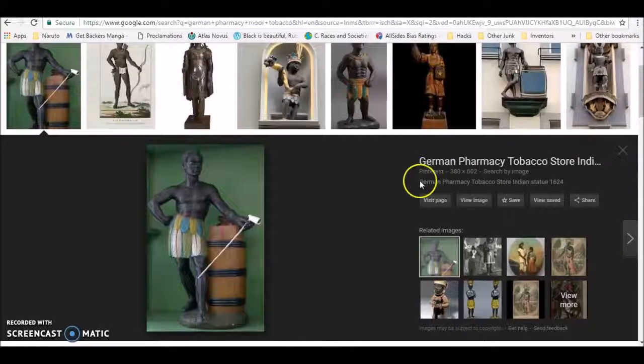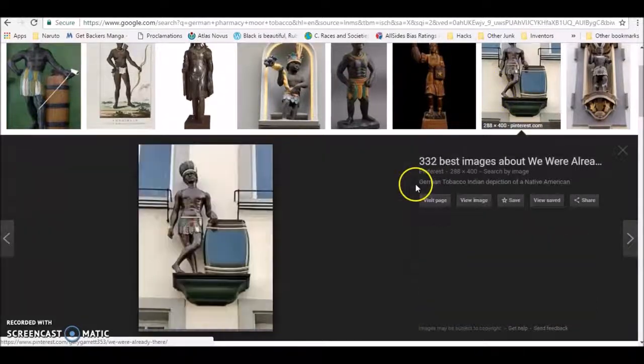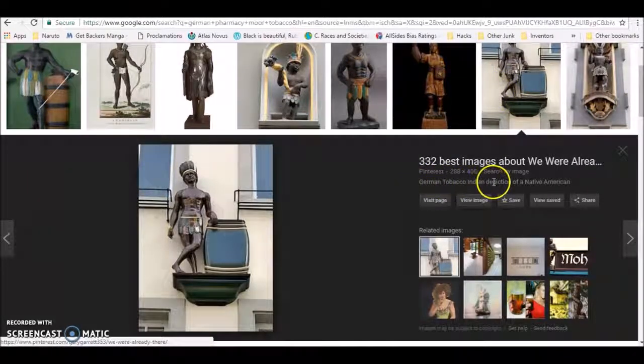Look at this. German pharmacy, tobacco store, Indian statue, 1624. This is in 1624. That early in the game. And look, this is a black man, but the title reads German Pharmacy Tobacco Store Indian Statue. German tobacco Indian depiction of a Native American.